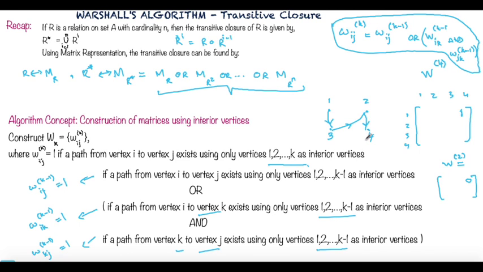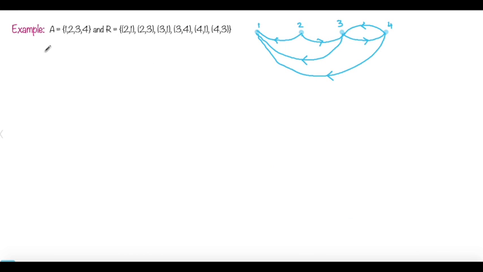Okay, so let's see an example here. Let's say our A is {1, 2, 3, 4} and our relation is this. Now we have 2 to 1, and this is a digraph representation. So this is 2 to 1, then 2 to 3, then 3 to 1, and so on. Okay, so you can appreciate that this digraph is actually this one.